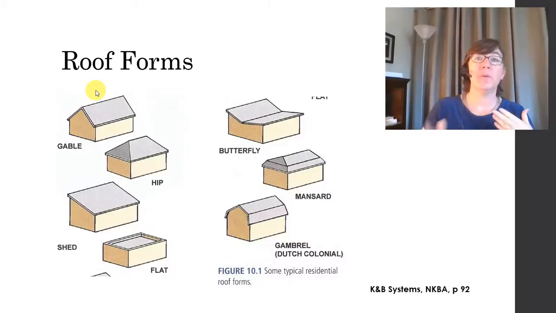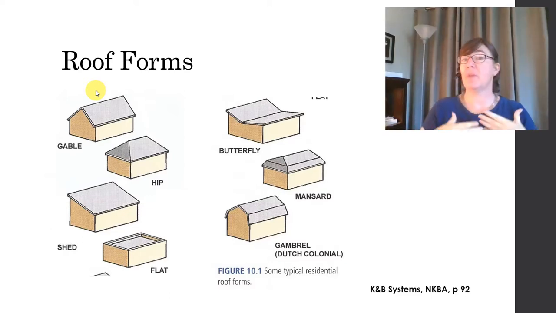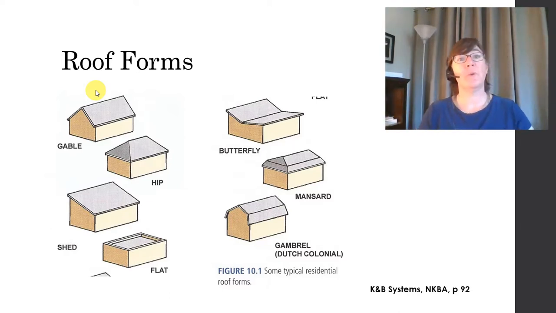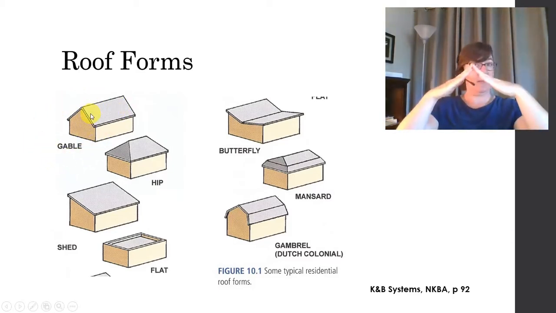Before we get too caught up in the roof framing, I'd like to talk about roofs in general for a few minutes. And the first thing we want to discuss is roof forms. Roofs come in lots of different shapes. Here is a really common one. This is called a gable. It's got two planes that come together like this.